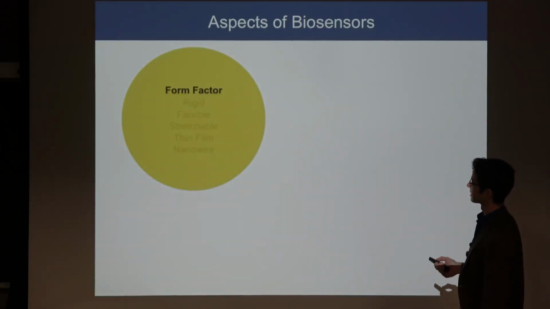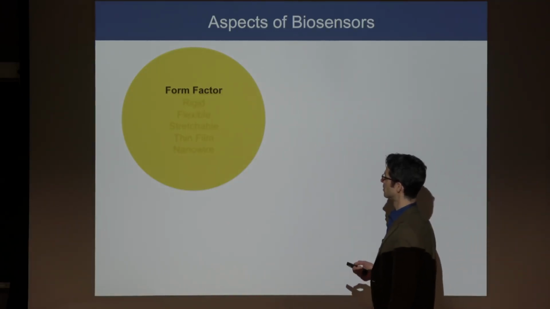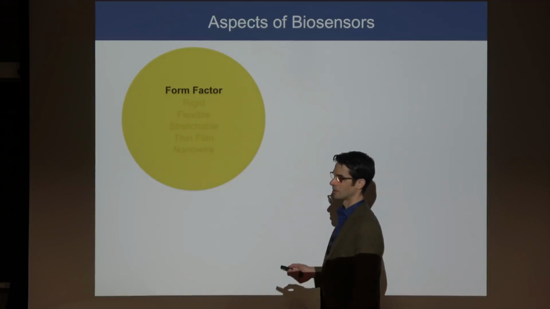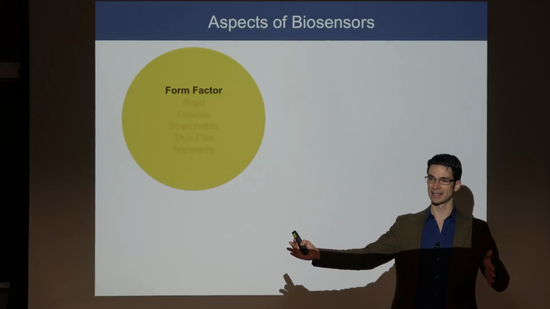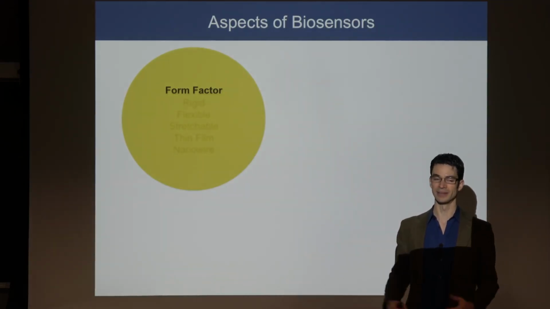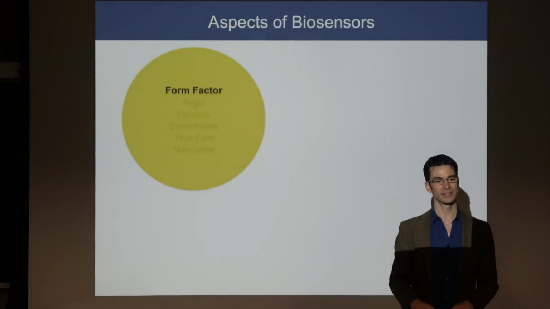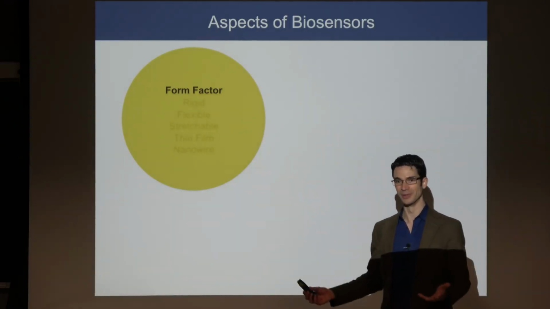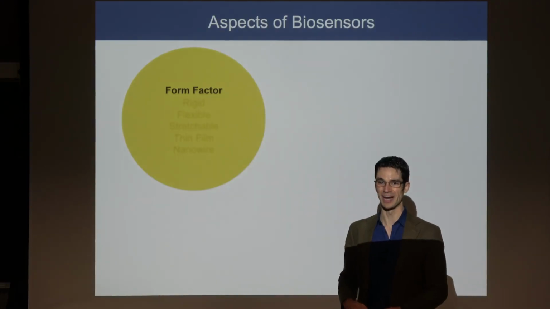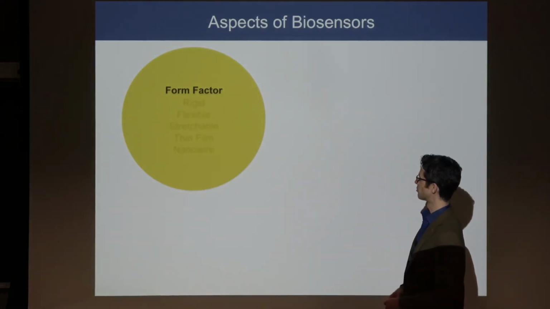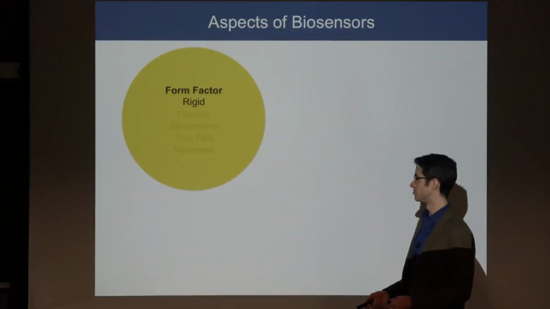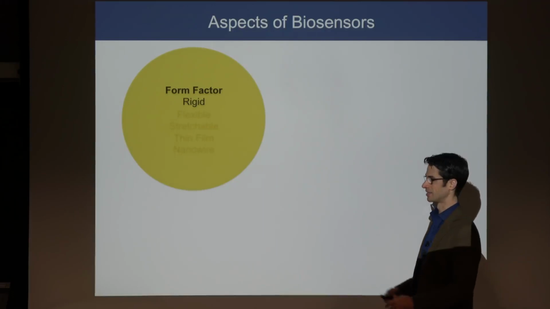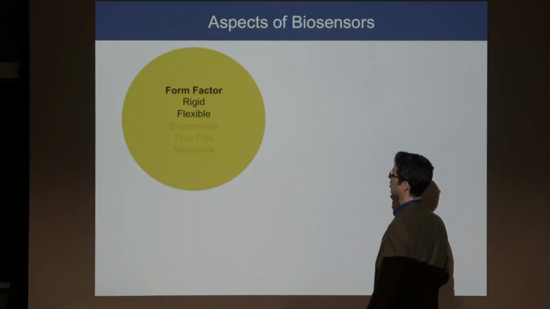The first is form factor. And form factor is a word that I first heard in a Bill Gates interview from about 10 years ago, where he was talking about the form factors being the next frontier of innovation in electronic devices. And he was particularly talking about, at that time, the Zune, which was a knockoff of the iPod. Form factor just means, is it rigid, flexible, stretchable, thin film, nanowire? What is its form and its mechanical properties?